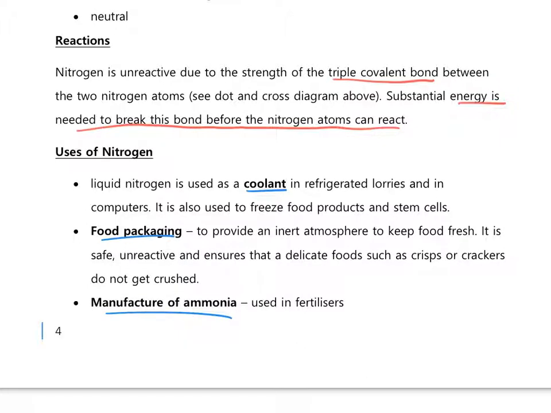This is actually due to one of the physical properties of nitrogen, that it has a boiling point of -196 degrees Celsius, and that means that if I want it to become a liquid, I have to cool it down to lower than minus 196 degrees C. So liquid nitrogen is very, very cold, and we have to keep it at that temperature to keep it as a liquid as such, and so it can be used to cool other things then. So we use it as a coolant in refrigerated lorries, and to freeze food products and stem cells.